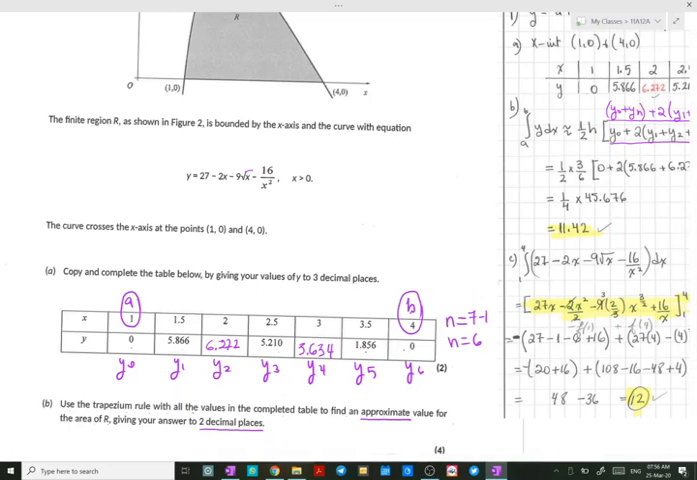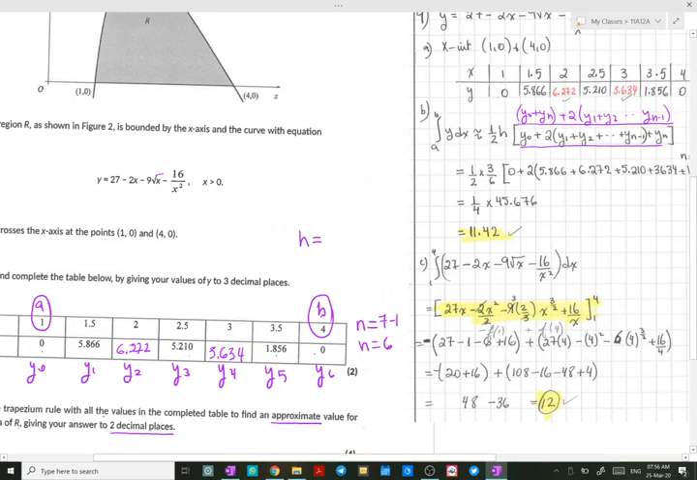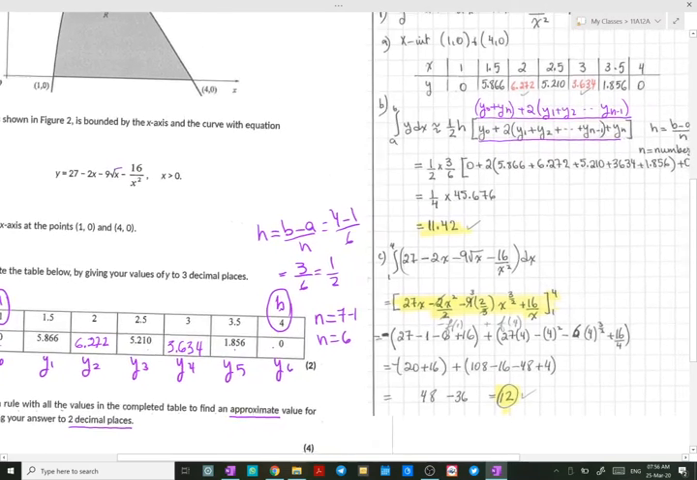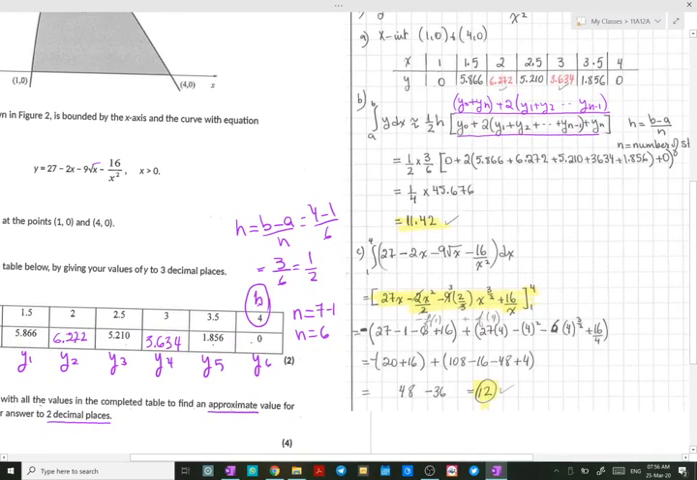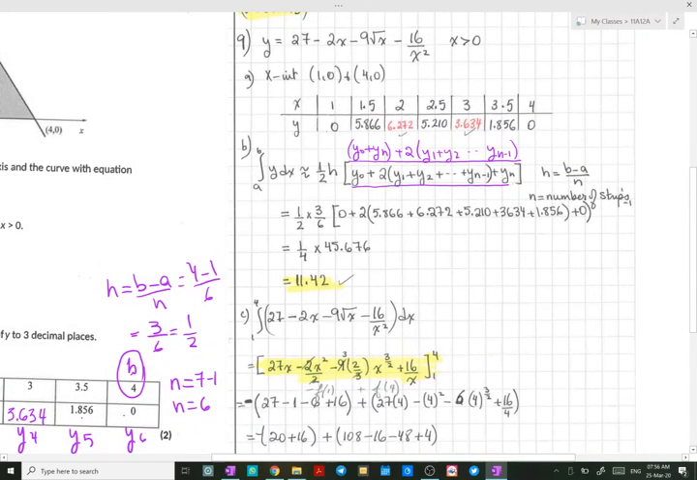Let us place them in the formula. So h is equal to b minus a over n. So it's 4 minus 1 over 6, which is equal to 3 over 6, which is equal to 1 over 2. Replacing the numbers in the formula, and then you plug them into your calculator and you get the answer. And be careful, they want the answer in 2 decimal places.